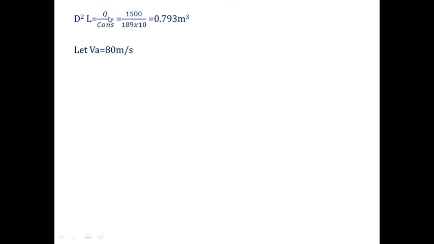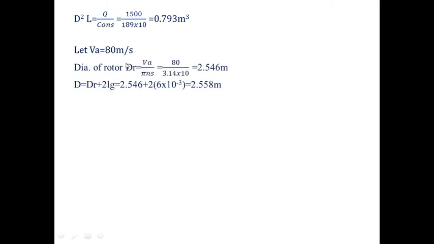Now D square L is given by Q divided by C0 into Ns. So which is equal to 1500 divided by 189 into 10. So you will be getting 0.793 meter cube. So now assume the peripheral speed as 80 meter per second. Then diameter of the rotor is given by dr equal to Va divided by pi into Ns, that is 80 divided by 3.14 into 10. So it is 2.546 meter.